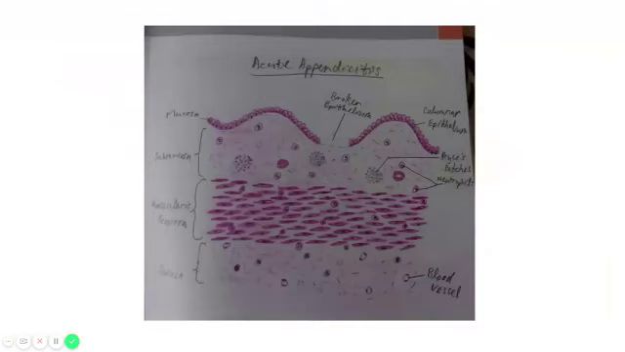Now, this is the picture which you have to draw. This is the normal mucosa. There is a breach in the epithelium, and here you can see there are the neutrophils. In the submucosa and muscularis propria, there are neutrophils which lead to the acute inflammation.